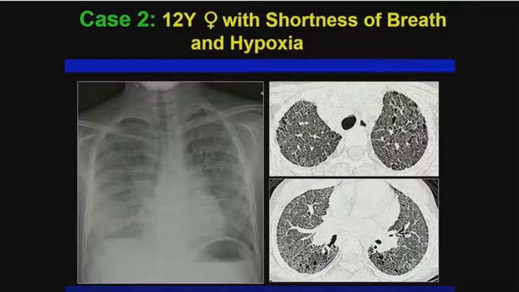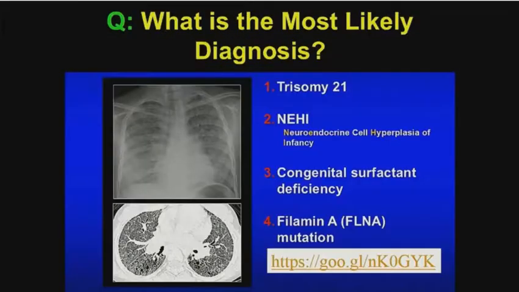This was a 12-year-old girl presenting with shortness of breath and hypoxia. So I'm going to give you a little time for reviewing the frontal chest radiograph. And we have high resolution CT lung window images. And I just have to say that those multiple cystic lesions are much better visualized on high resolution CT than plain radiograph. And that leads us to the next question. What is the most likely diagnosis in this patient with this clinical presentation and also radiographic and CT imaging findings?